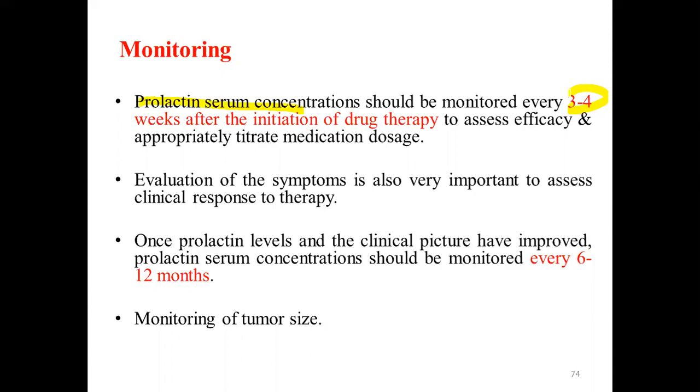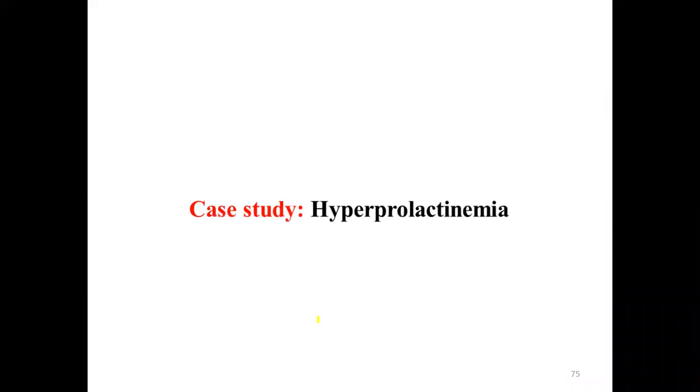This is the time we can see the full effect of the drug. Then after that, if the patient's clinical picture and the prolactin level are optimized, it can be monitored every 6 to 12 months. So prolactin level measurement is one strategy to monitor the treatment response. Of course, the clinical parameters can also be monitored, and lastly, the size of the tumor can also be assessed after the treatment. Those are the strategies we can consider when managing this patient population.